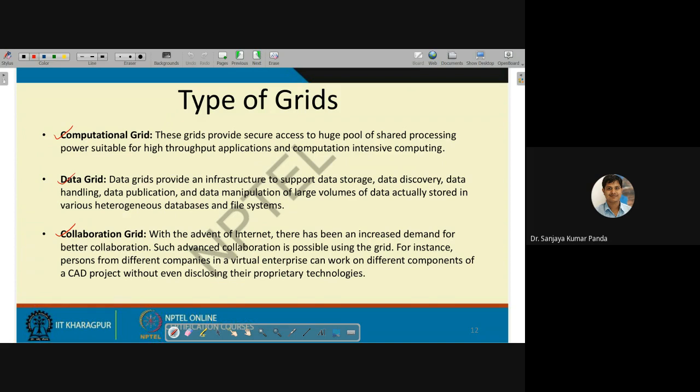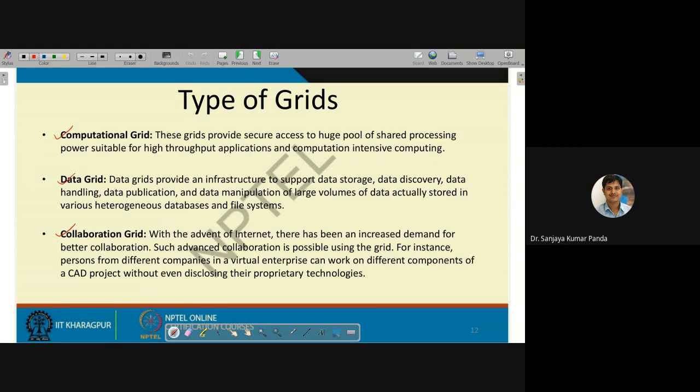One popular example is our computer-aided design project, which we call a CAD project. There you need not disclose the proprietary technology, and still you can collaborate with different components of a particular project. You can collaborate with different enterprises as well. That's why a collaboration grid is required when multiple organizations solve a single common problem.